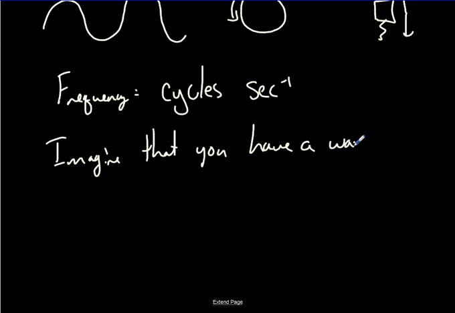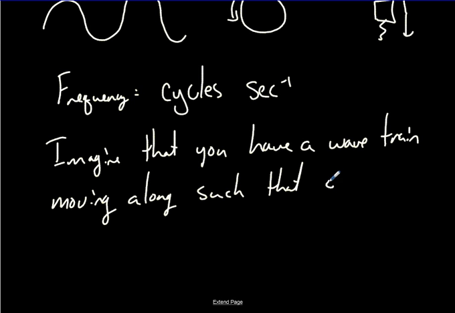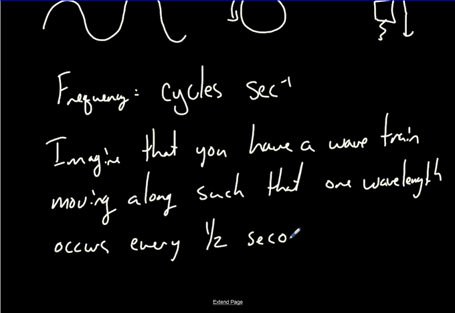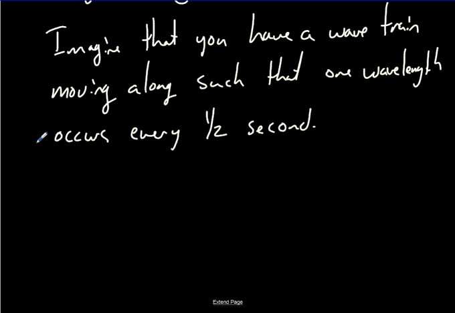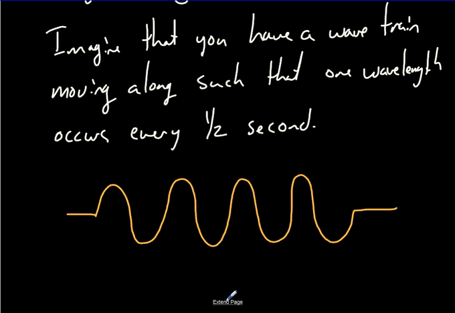Imagine that you have a wave train, a whole bunch of waves moving along, such that one wavelength occurs every 1/2 second. Let's draw that in a picture. So here's our train of waves coming by. And let's say that you are standing here observing this point right here. You're a very serious observer, just watching what this thing does.